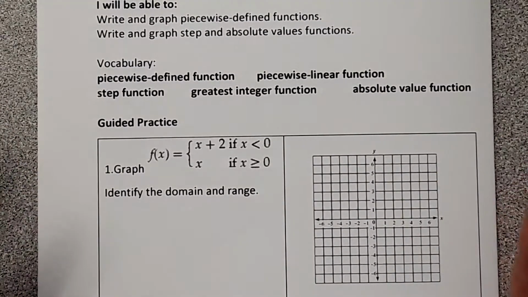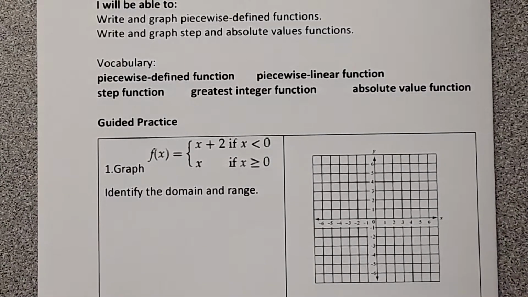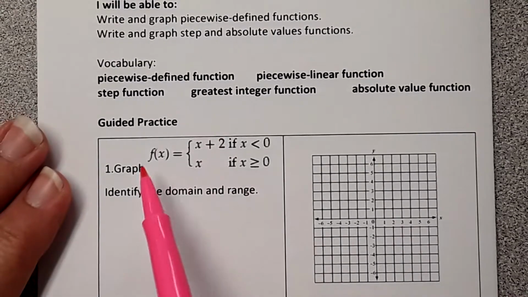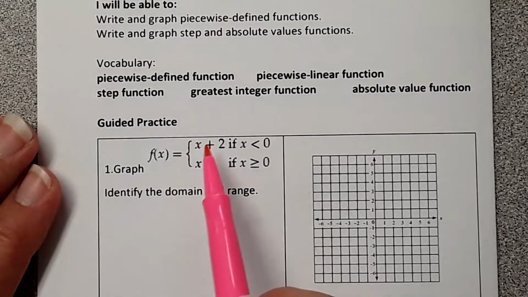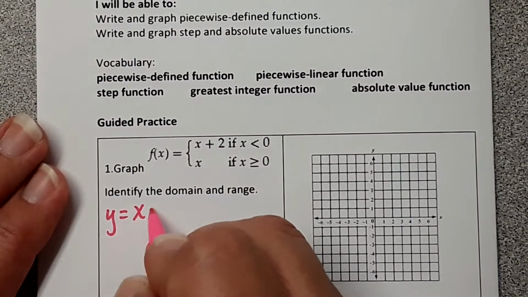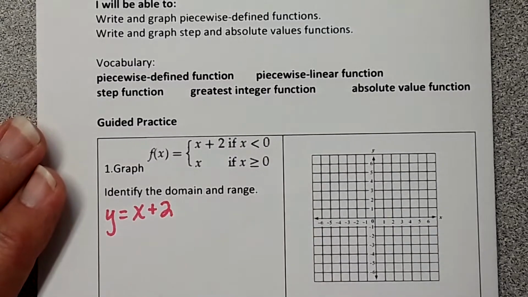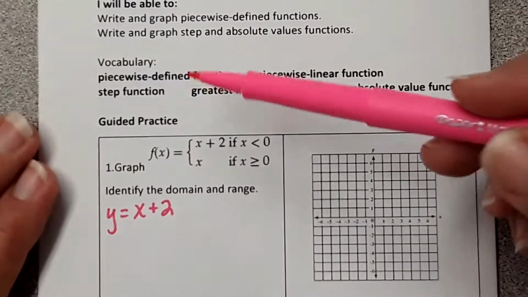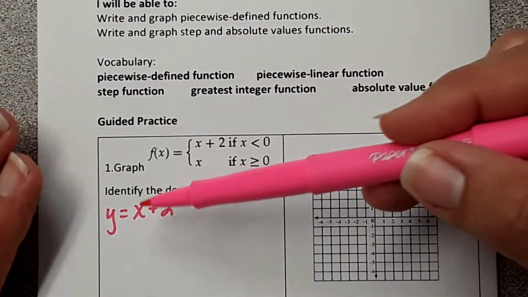Piecewise is number 1 and 2A. The reason it's called piecewise, you guys, basically is it's pieces of a line. That's what we're doing. So the first thing we're going to do is graph the line like it's a line. So when it says f of x equals x plus 2, basically what that means is y equals x plus 2.